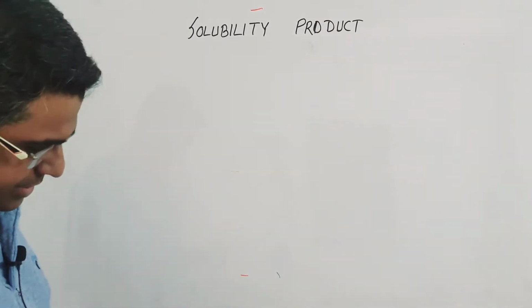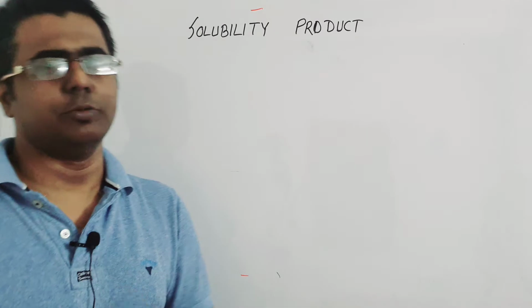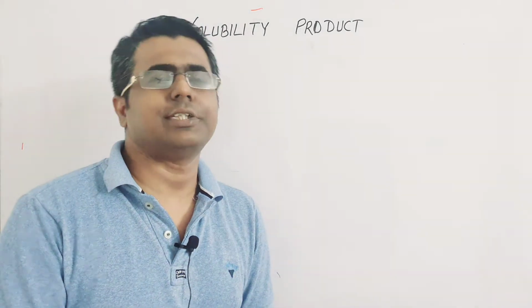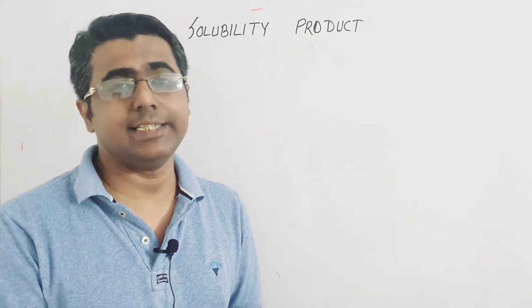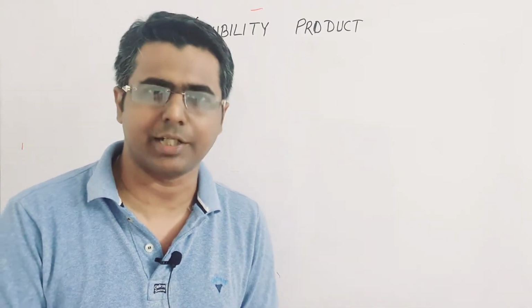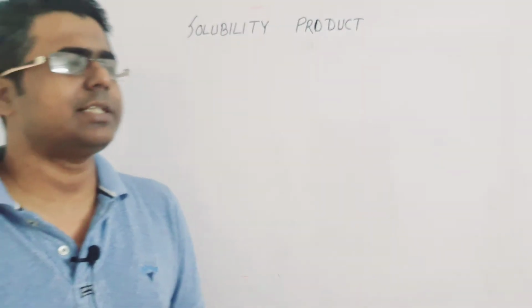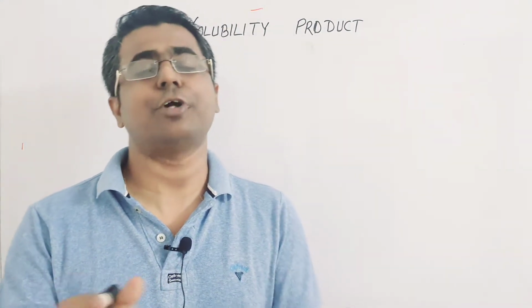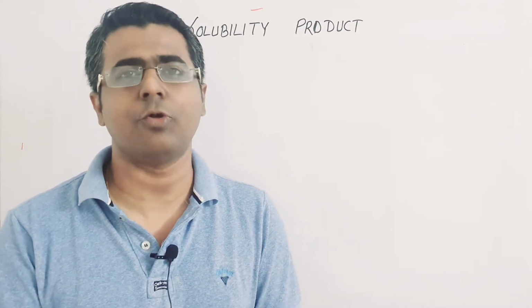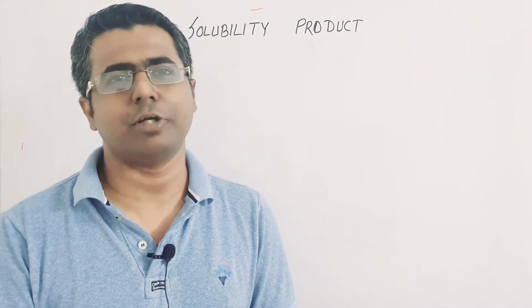Okay, so first of all we will be talking about solubility. There are salts like NaCl, salts like Na2SO4, and salts like AgCl, PbSO4, PbCl2, etc. So many salts you have heard about, and there are certain salts which we call insoluble salts, like AgCl, BaSO4, PbSO4, lead chloride.